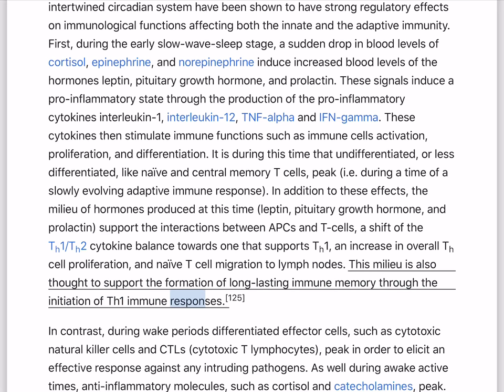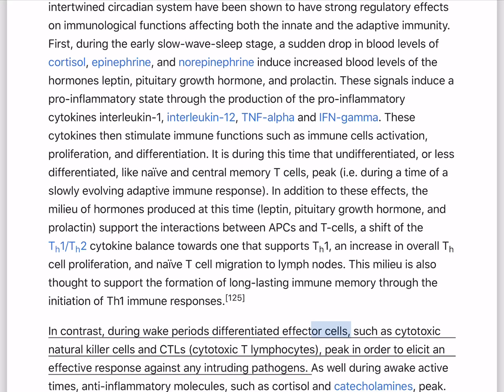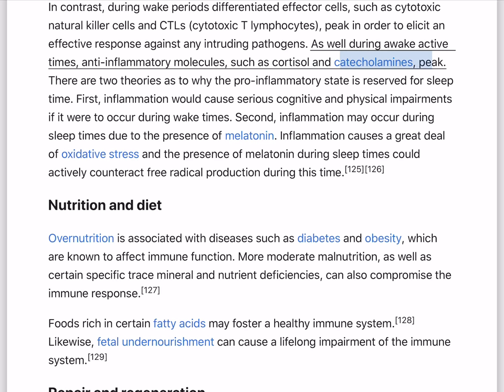In contrast, during wake periods, differentiated effector cells, such as cytotoxic natural killer cells and CTLs, cytotoxic T lymphocytes, peak in order to elicit an effective response against any intruding pathogens. As well, during awake active times, anti-inflammatory molecules, such as cortisol and catecholamines, peak.